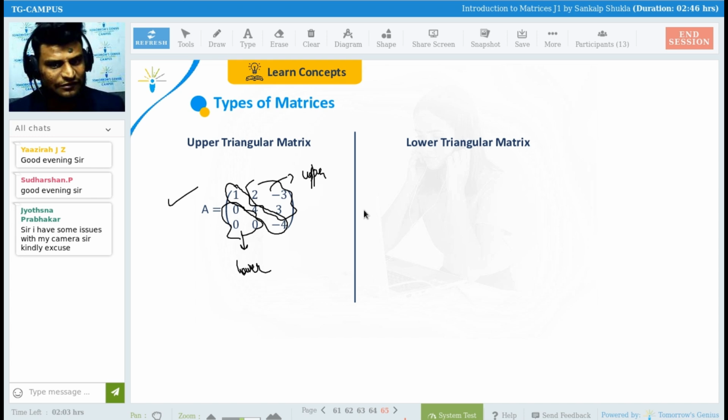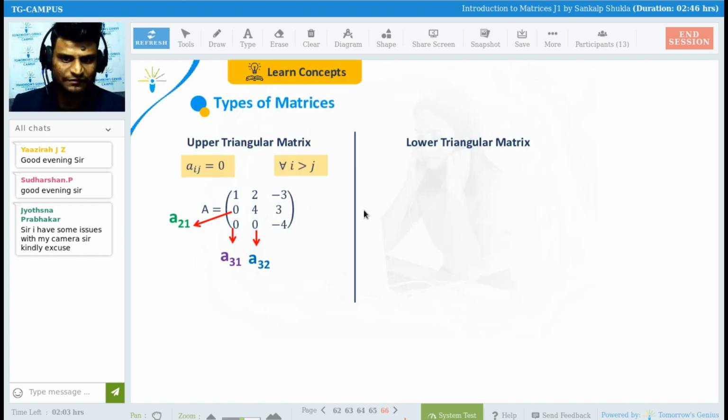We can say it like this also: except the diagonal, there are elements only in the upper triangle. So that is why this is an upper triangular matrix. And all the rest of the elements, except the diagonal and the upper triangle, are 0. Then it is an upper triangular matrix. And lower triangular matrix means obviously the elements will be in the lower triangle only and the upper triangle elements will be 0, like this.